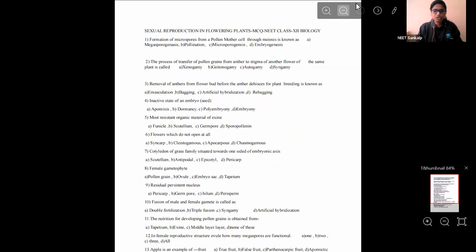The nutrition for developing pollen grains is obtained from option A, tapetum, option B, exine, option C, middle layer, option D, none of these. Pollen grains development. Priyanka, Anvita, Jyoti, Radhika, and then Manju N. Good. Most of you answered it correctly. All of you answered it correctly. Option A, tapetum, is the right answer.